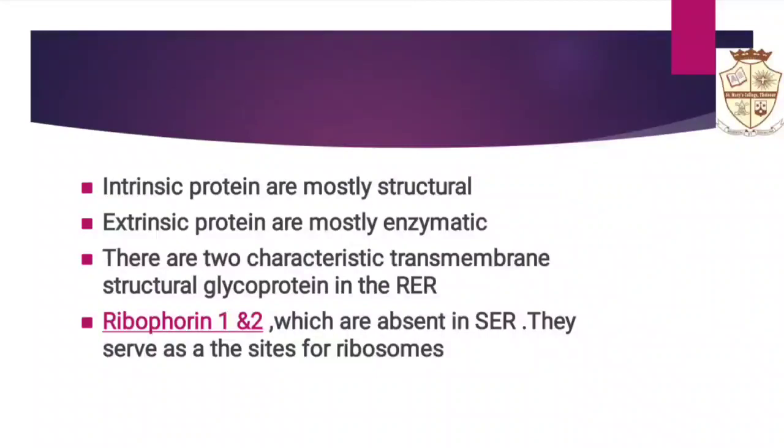There are two characteristic transmembrane structural glycoproteins in the rough endoplasmic reticulum. There are riboflavin 1 and 2, which are absent in smooth endoplasmic reticulum. Riboflavin 1 and 2 serve as a site for ribosomes.